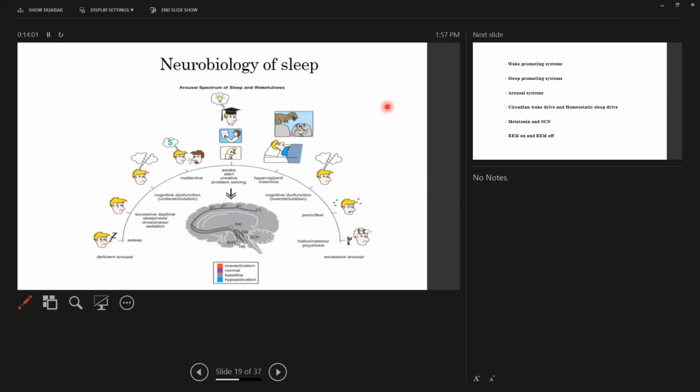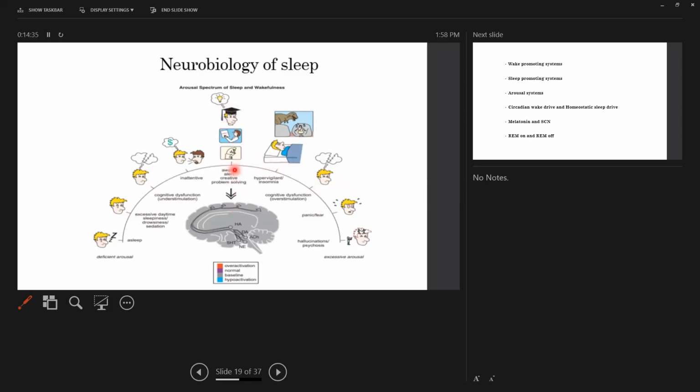Now let us come to the neurobiology of sleep. This is a very important part. As we can see in this picture, it shows the arousal spectrum. Here in the middle, we are alert, awake, creative, problem solving. If arousal is increased, there is excessive arousal, so there is hypervigilance in the morning and insomnia at night. That is why we give hypnotic drugs, so as to decrease the arousal and come back to the middle.